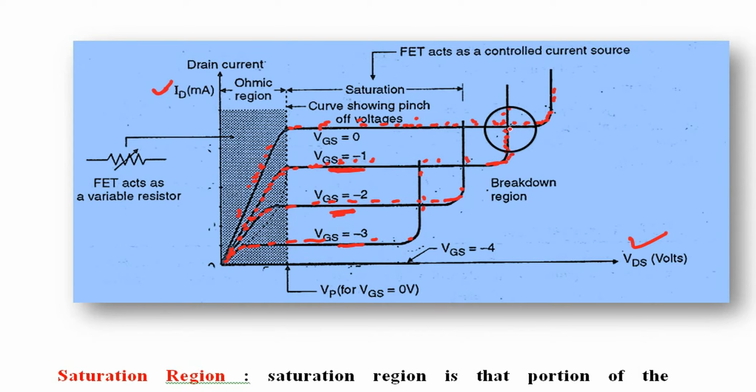One thing you please notice: at 0 gate voltage, the breakdown is here. At some negative gate source voltage, it is here. More negative, it is here. More negative, it is here. So the breakdown voltage shifts towards this side by making the gate more and more negative.